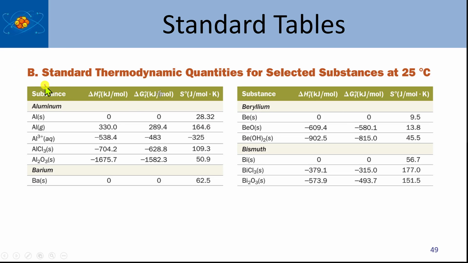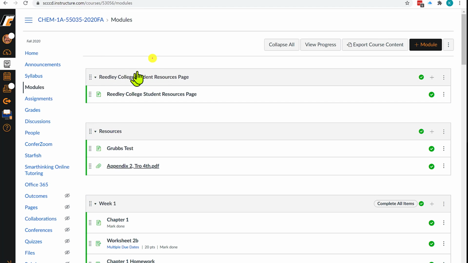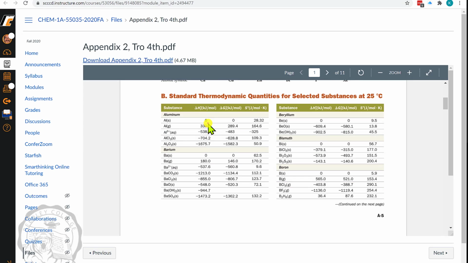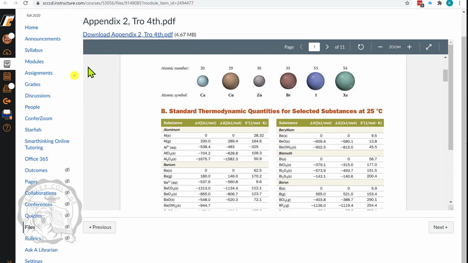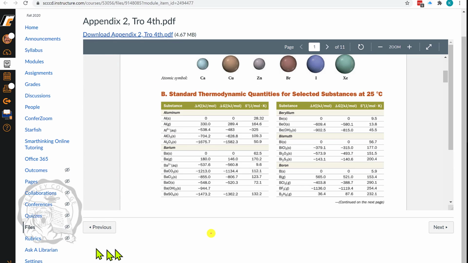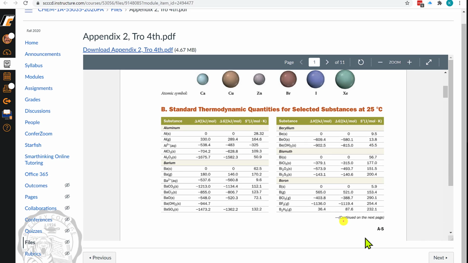And then let me show you where you can find that real quick. So here we're at the Canvas site, and under the resources now I filed in Appendix 2, Tro 4th edition PDF. It's essentially the same as the 5th edition. And when you click on that, it'll open up in another window, and you can open it or download the file to your computer.